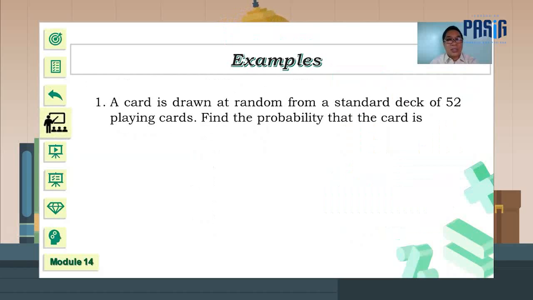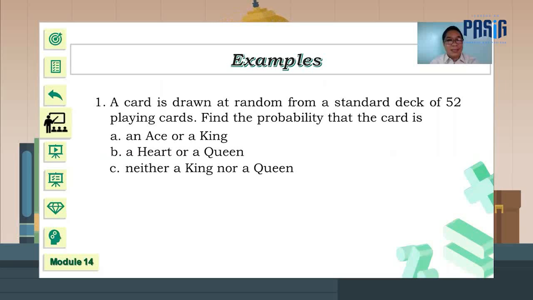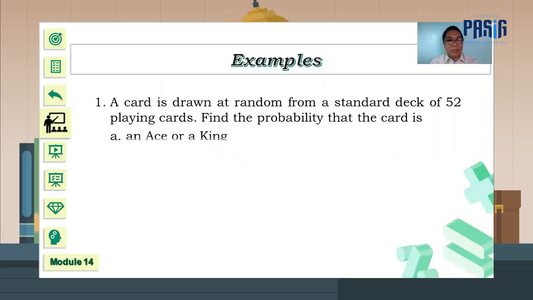A card is drawn at random from a standard deck of 52 playing cards. Find the probability that the card is: a) an ace or a king, b) a heart or a queen, c) neither a king nor a queen. Let's solve for letter A.